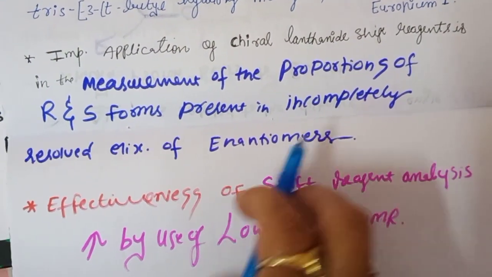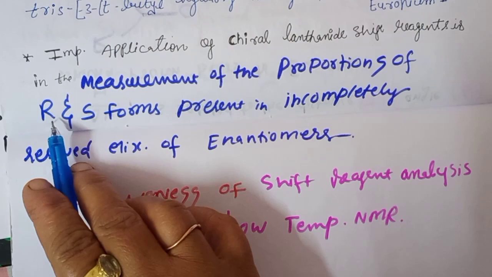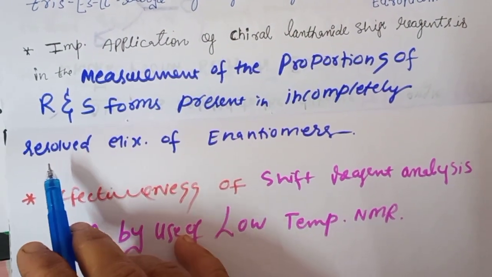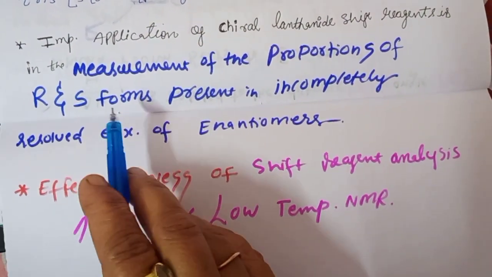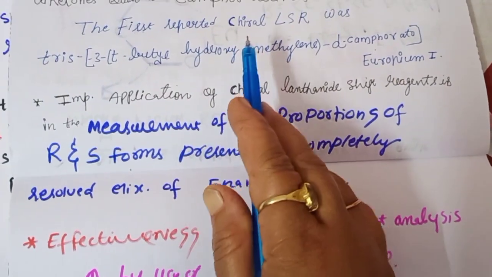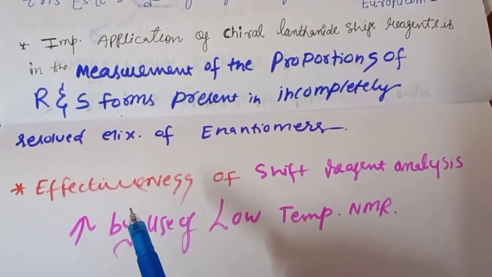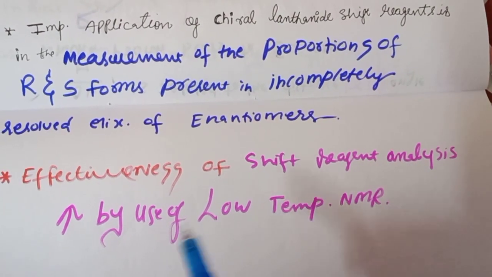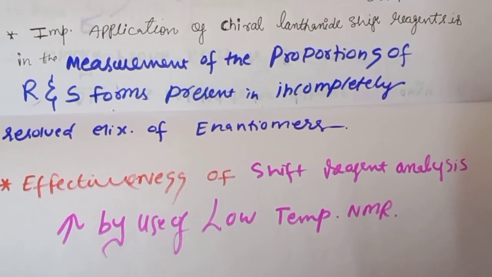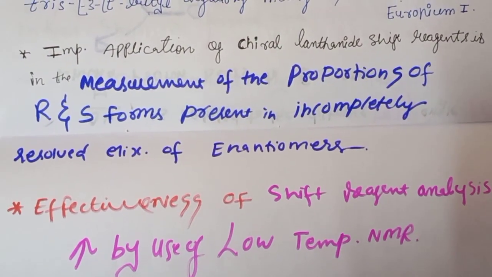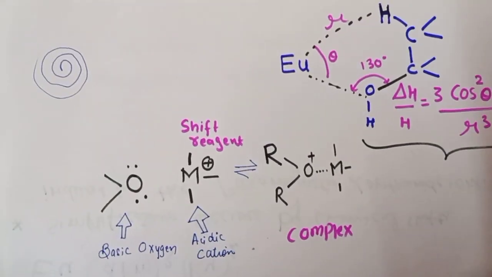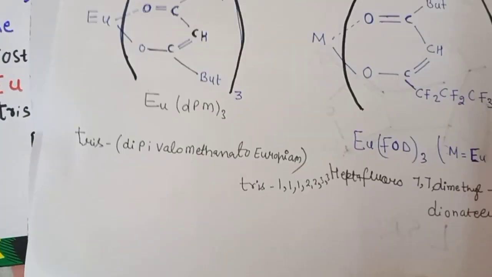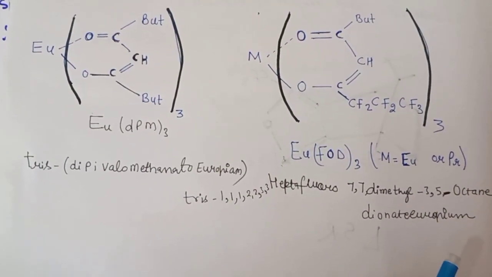As we know, when we are talking about optical isomers, you get R and S forms, okay? So when you are studying a mixture of enantiomers, there we can use the chiral lanthanide shift reagents, and we can also write that the effectiveness of the shift reagent analysis can be increased by the use of low temperature NMR. If we use low temperature in the NMR spectrum, the analysis can be done more effectively. You can take the screenshot, and the structures of the shift reagents are also important. The names are complicated, so it's not necessary to learn all the names. So this is all for the shift reagents.